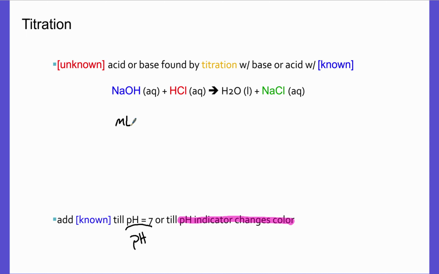I'm going to use milliliters of my known. Again, in this case, my known thing is the sodium hydroxide. So I'm using blue for bases, right? I'm going to know how many milliliters it took to titrate my acid. And then I'm going to use the molarity of that sodium hydroxide, so I should know the concentration for that sodium hydroxide. Now, in the calculation, I would rewrite that.